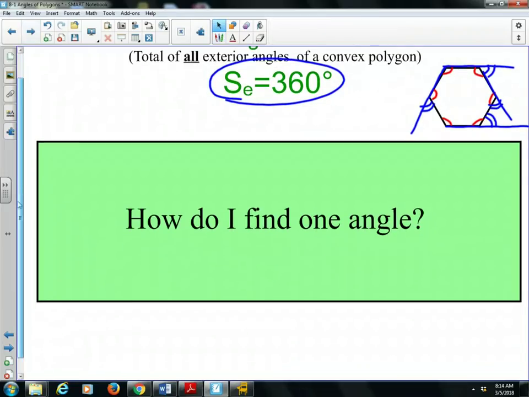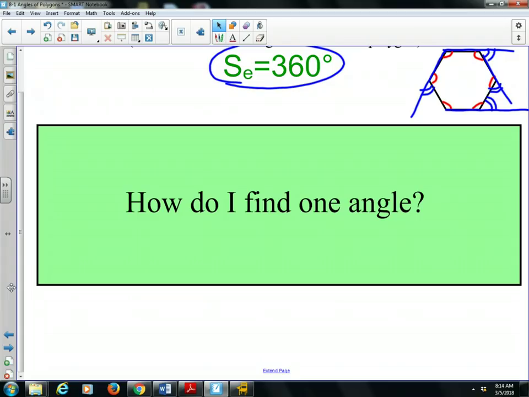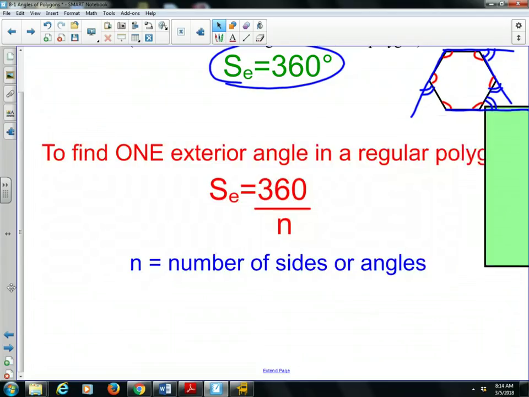So if I wanted to find just one, just like on the sum of the interior angles, you would divide by the number of sides. So to find one exterior angle, you would take 360 and divide it by the number of sides that there are. So 360 divided by n.